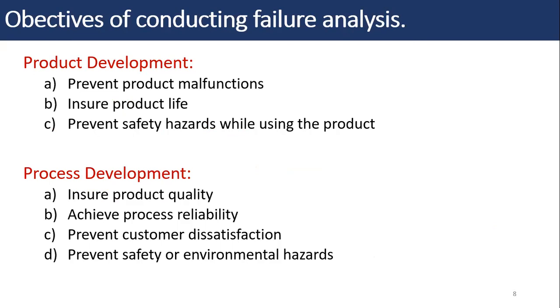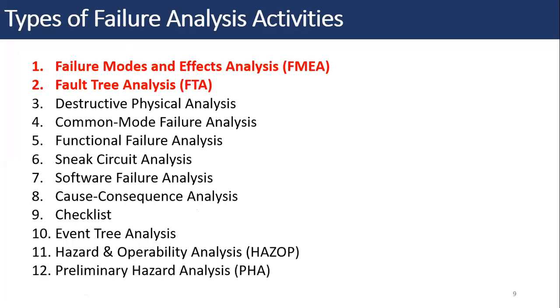Why do we need to analyze failures? For product development and process development, to prevent product malfunctions, ensure product life, and prevent safety hazards. It is very important to identify failures through failure analysis. Process development is also important to ensure quality and reliability, and to prevent customer dissatisfaction. It means retaining customer satisfaction, which is the ultimate objective of the food processing industry. So therefore we have to ensure it, right?